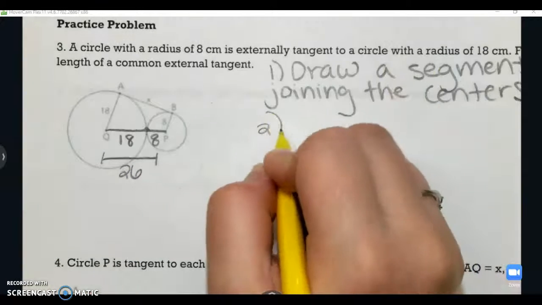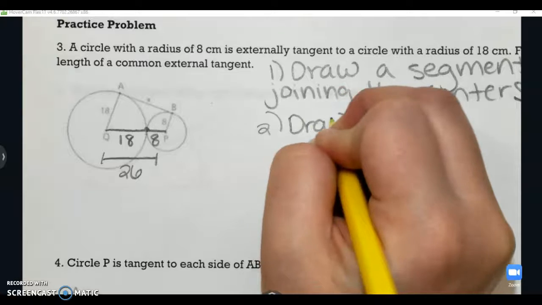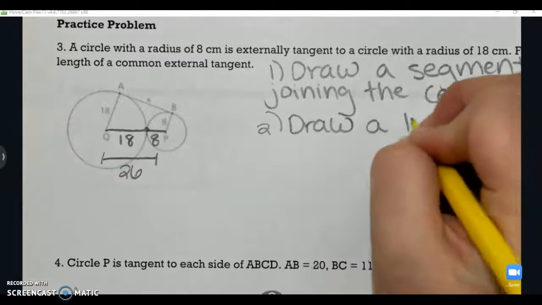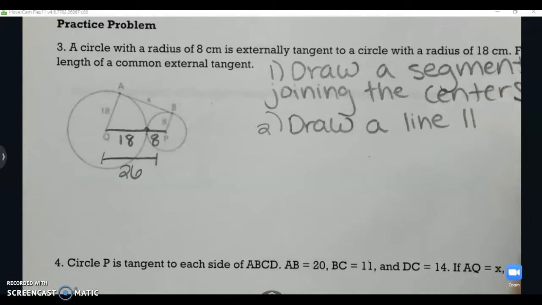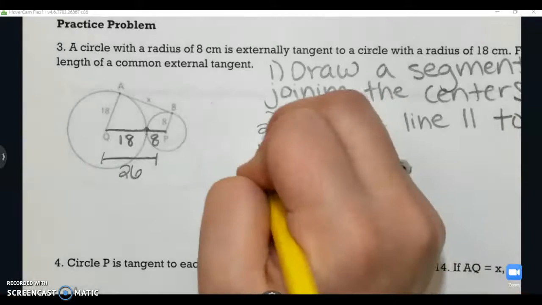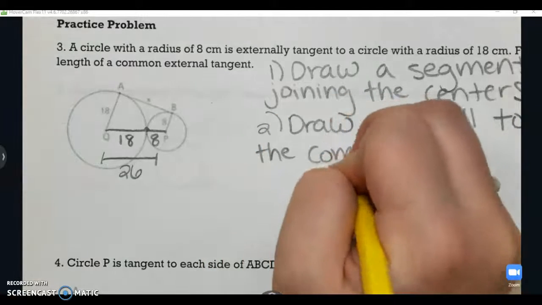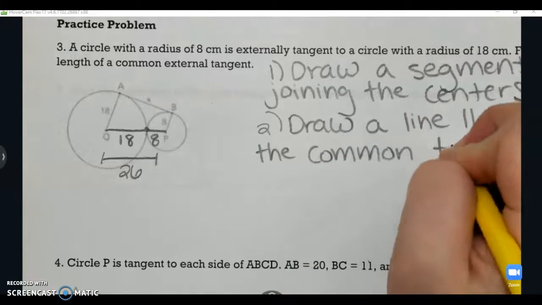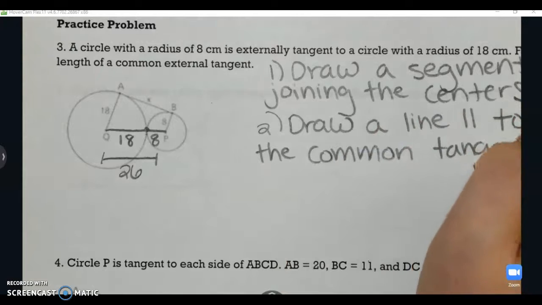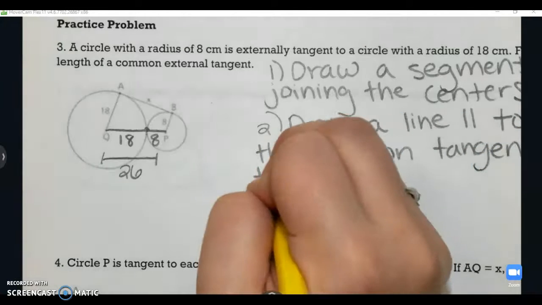Now step 2, we are going to be drawing a parallel line, or a line that is parallel to the external common tangent. And it's going to be going through the center of the smaller circle.